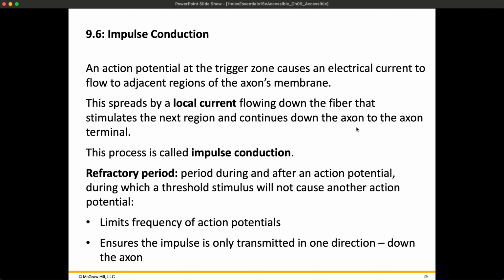To ensure that it always moves in one direction and you don't have a signal going the wrong way, there's this thing called a refractory period. And this is a period of time after an action potential when that particular region cannot be re-stimulated. So it limits the frequency and it ensures a one-way direction down the axon.